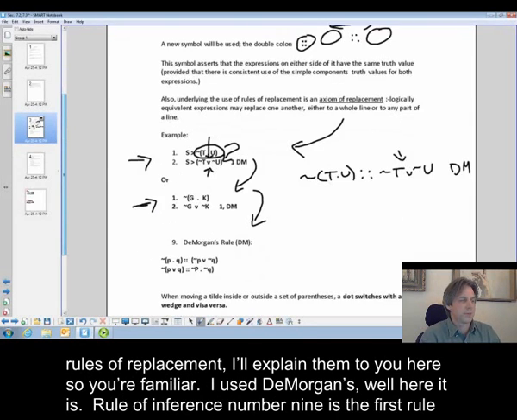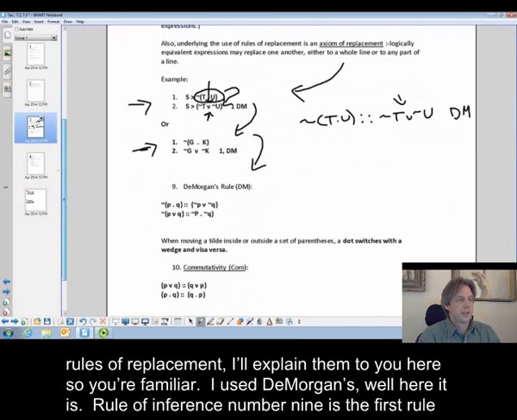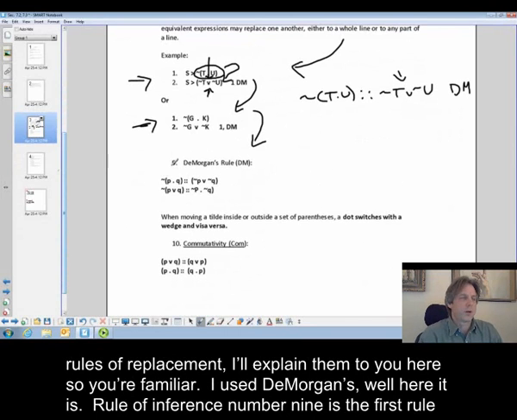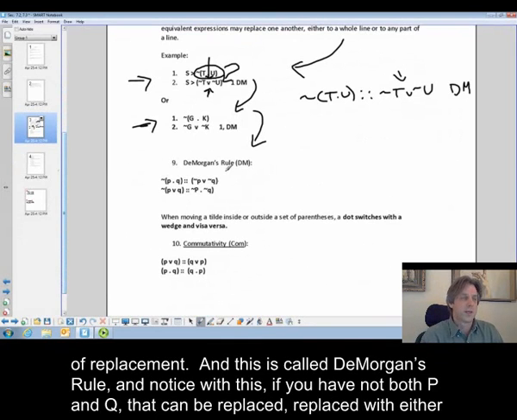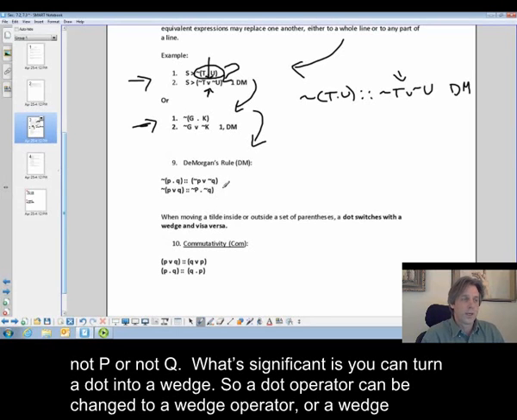I'll explain them to you here, so you're familiar. I used De Morgan's. Well, here it is. Rule of inference number 9 is the first rule of replacement. And this is called De Morgan's rule. And notice with this, if you have not both P and Q, that can be replaced with either not P or not Q. What's significant is you can turn a dot into a wedge.